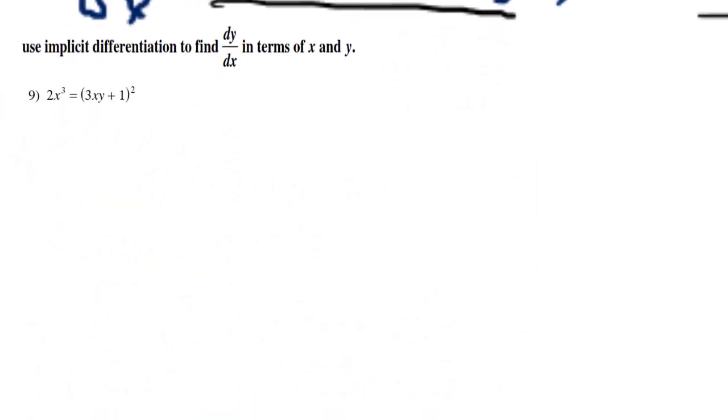Use implicit differentiation to find dy by dx in terms of x and y for the given 2x to the power of 3 is equal to 3xy plus 1. Notice that I have here implicit differentiation. I have the chain rule for the power, or power chain rule. I have the product rule.